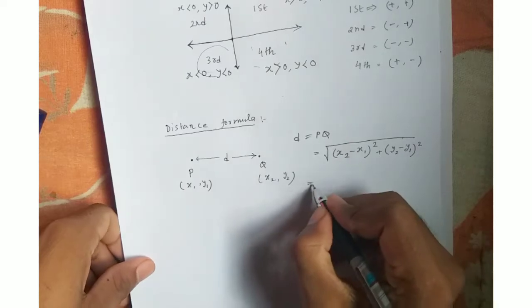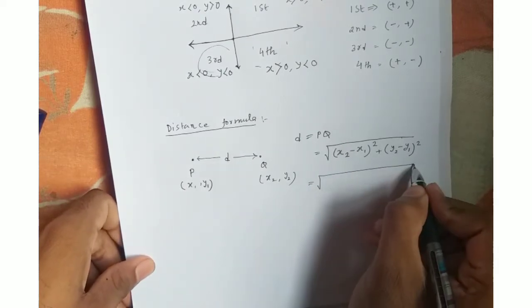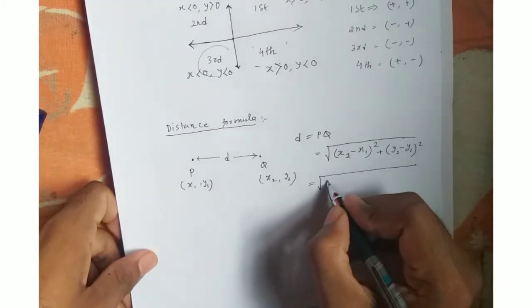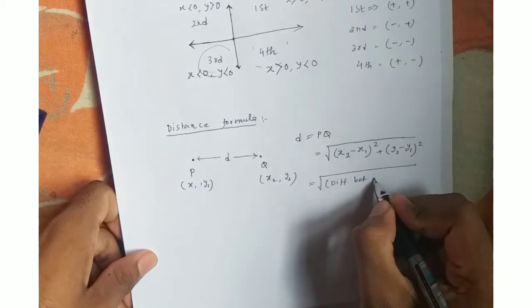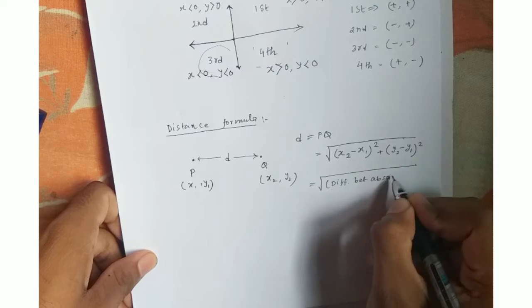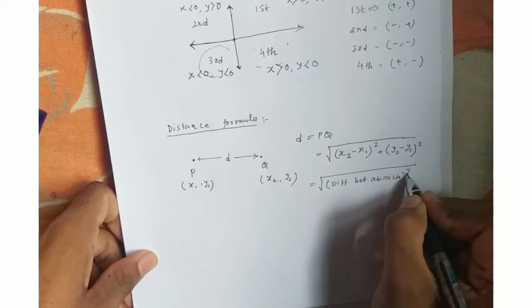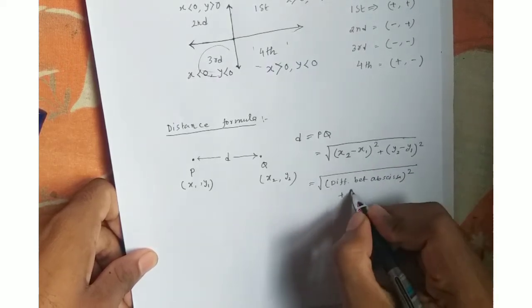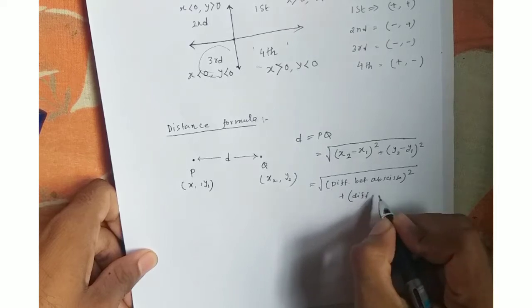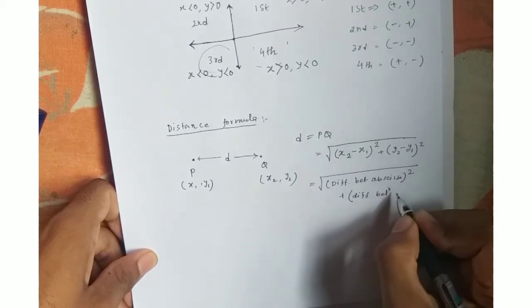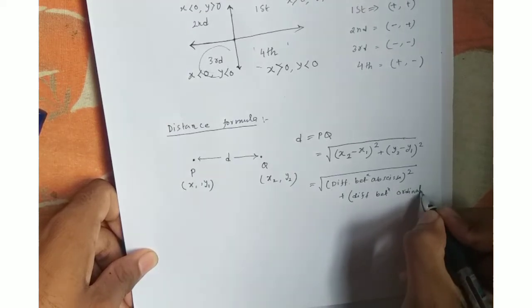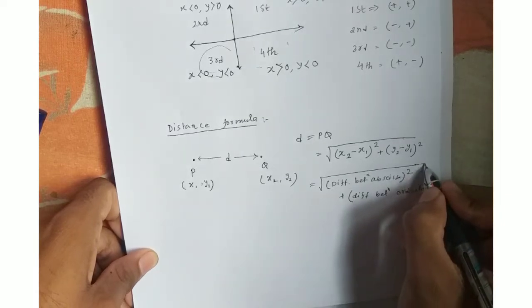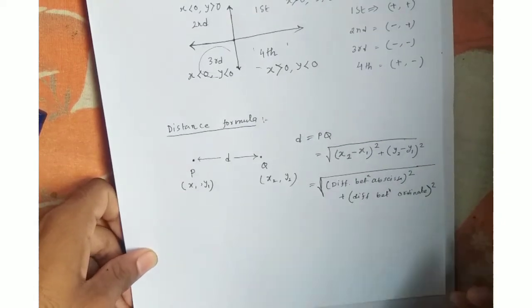That is, in general, the distance is the whole root under the difference between abscissas whole square plus the difference between ordinates whole square.